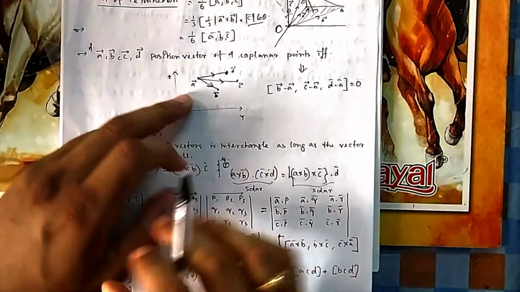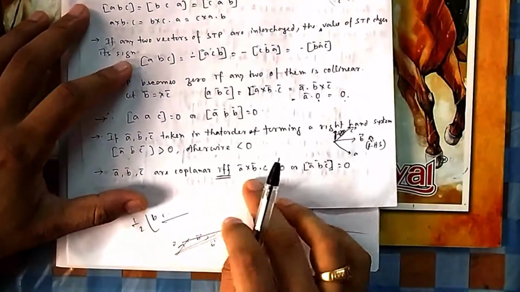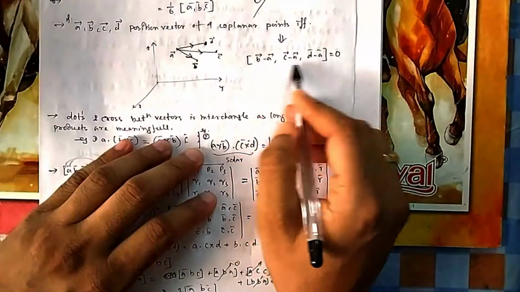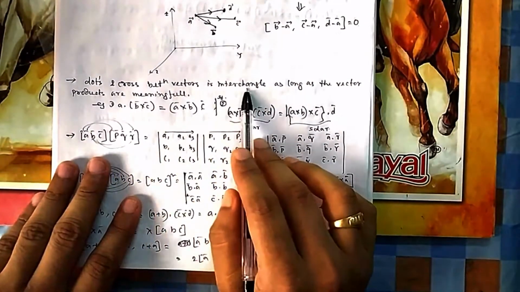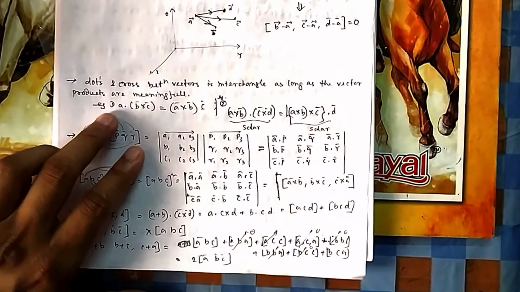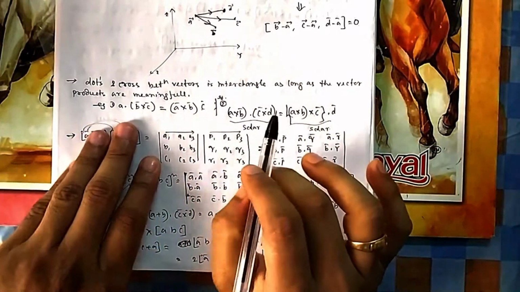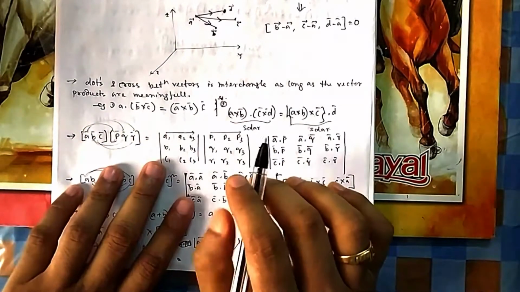How have I solved it? Just now we have seen how to prove 3 vectors are coplanar: box of all 3 equal to 0. So B minus A, C minus A, and D minus A box equal to 0. Now that's what I told you earlier. The dot and cross between vectors are interchangeable as long as the vector products are meaningful. That is, dot product and cross product should be meaningful.